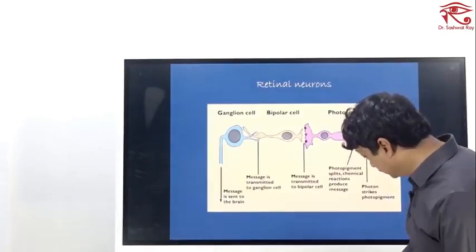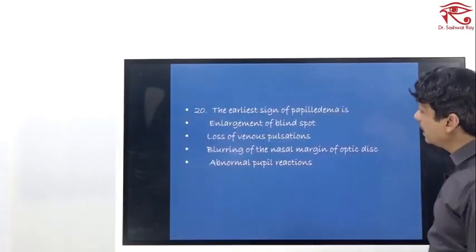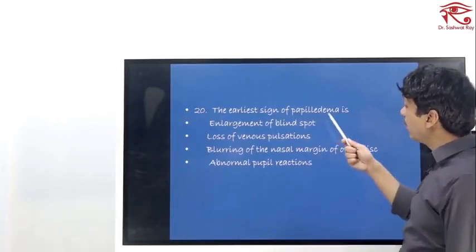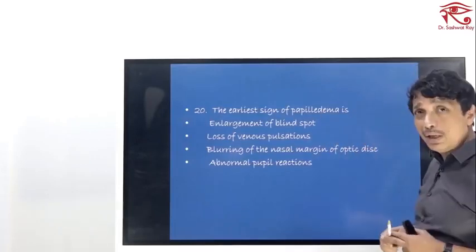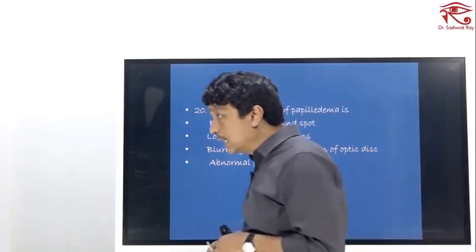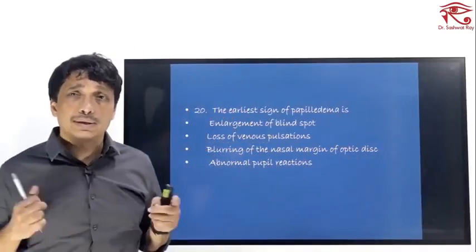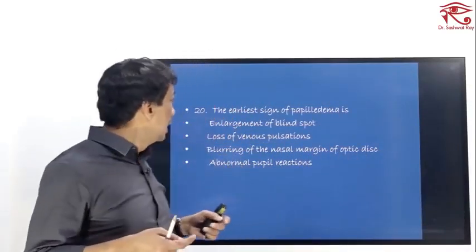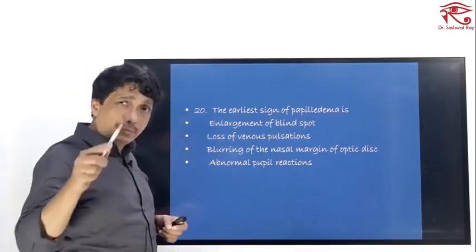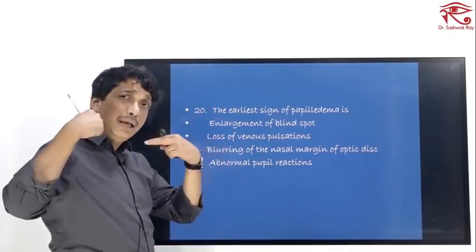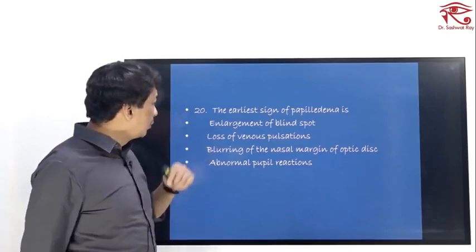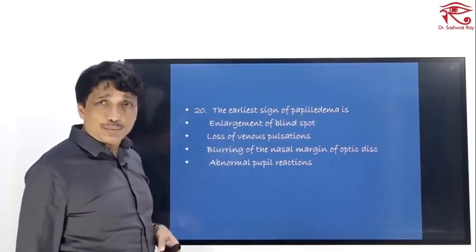Question number 20. Let's look at question number 20: the earliest sign of papilledema. Remember, papilledema is disc edema due to raised intracranial tension. So you will have disc edema because of the backflow of the axoplasm. And let's look at the choices. Choice A is enlargement of the blind spot.